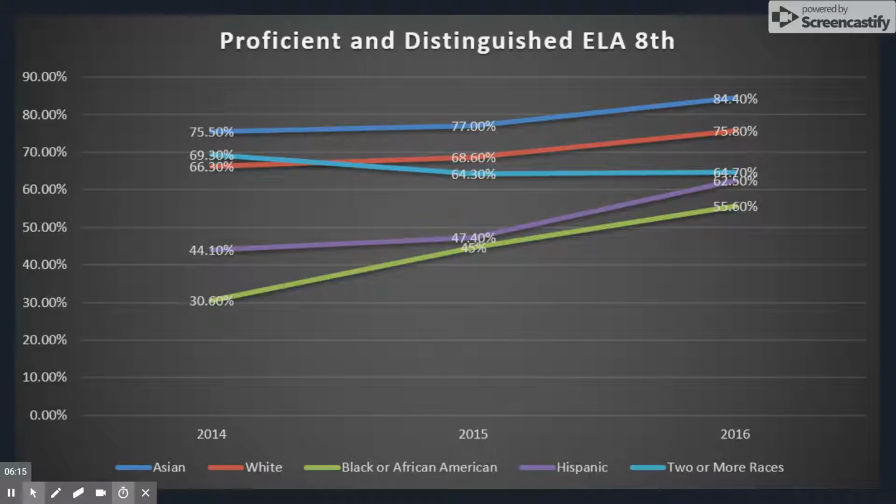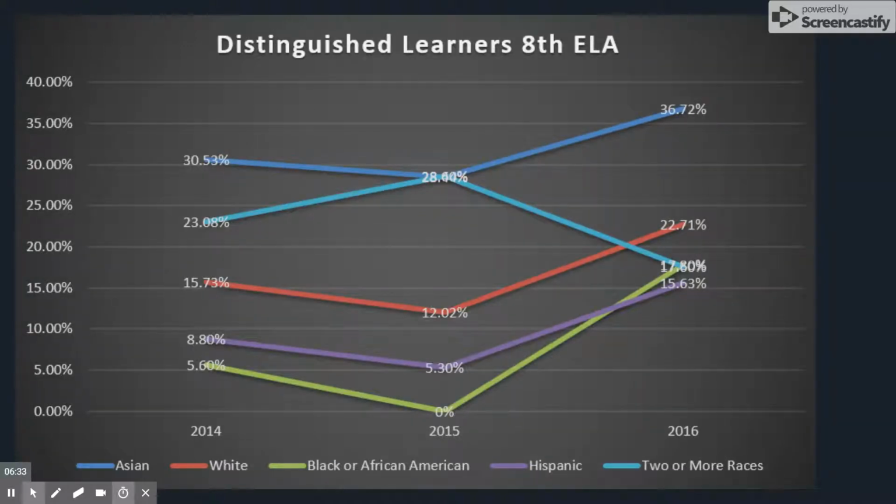Our Asian population and our students who identify as 2 or more races are scoring at similar levels and higher. So our Asian population is scoring above all other demographics in our school when it comes to proficient and distinguished levels. And if you break that down even further, the kids who are performing at the distinguished level is almost made up entirely of students who are Asian or identify as 2 or more races.